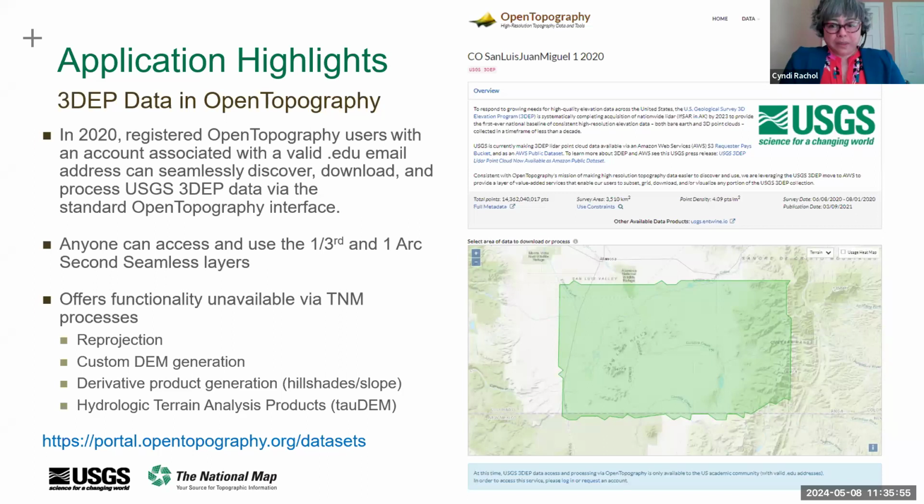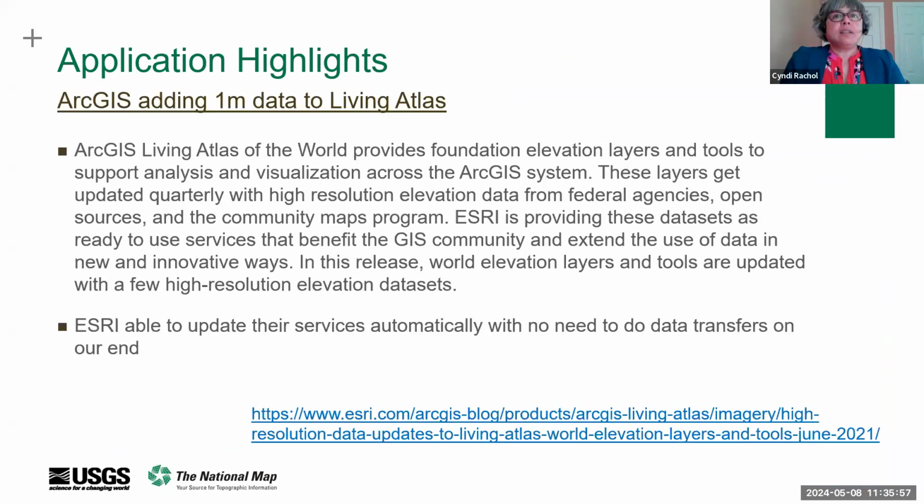Let's see. I believe this is, oh no, next to last one for non-USGS applications. If you are an ArcGIS Online user, you may be familiar with the Living Atlas. The Living Atlas does pull in automatically our 1 meter DEM that we have available. So that is available if you search the Living Atlas set of layers and you want to bring in elevation. That elevation layer is based off of what USGS produces.